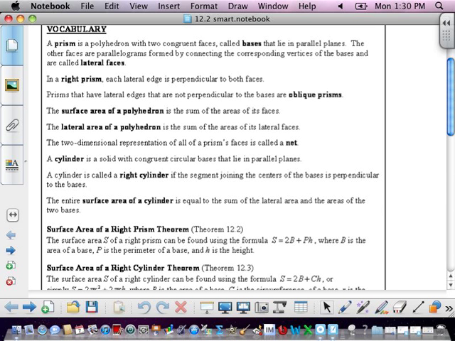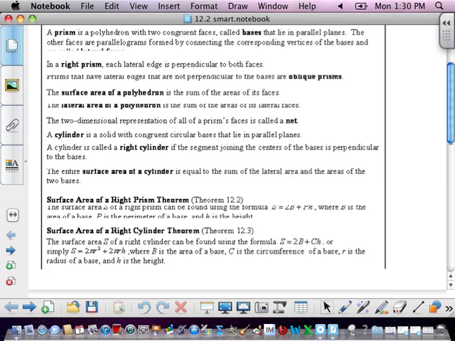A cylinder is a solid with congruent circular bases that lie in parallel planes. A cylinder is called a right cylinder if the segment joining the centers of the bases is perpendicular to the bases. The entire surface area of the cylinder is equal to the sum of the lateral area and the area of the two bases. Okay, so this is where we get to the important part.